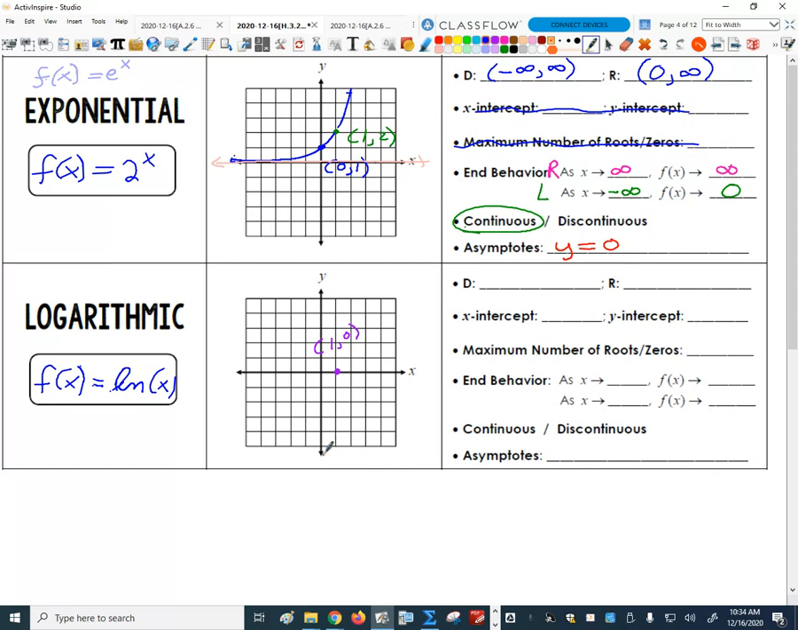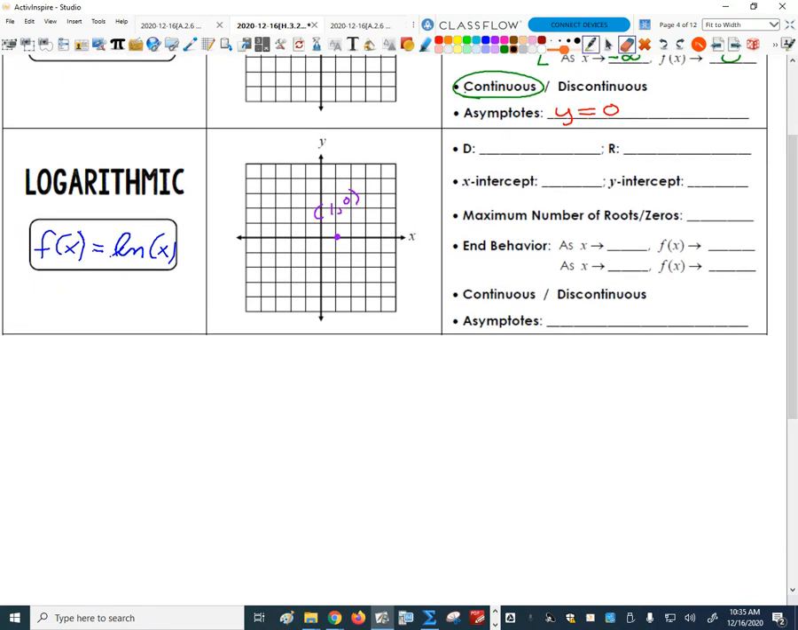It's asymptotic. Gosh, this stupid pen is driving me nuts. It looks like that. Okay, so it's asymptotic on the y-axis. So that's the asymptote, x equals 0.